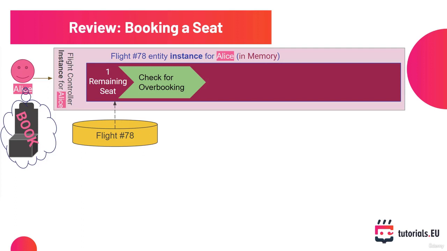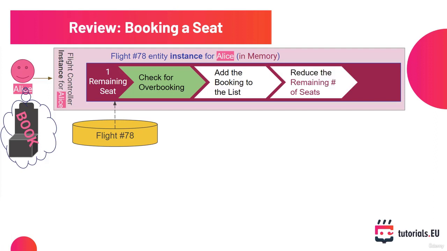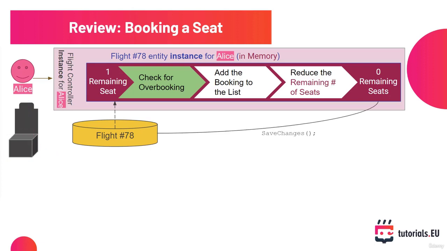And if the flight has the capacity, the flight entity instance books the flight and updates its remaining number of seats field in memory. Notice that the number of seats is only updated in memory but not in the database. So we need to save it and update the number of remaining seats field in the database to prevent other users from overbooking the flight. Alice booked the flight as expected without any issues.